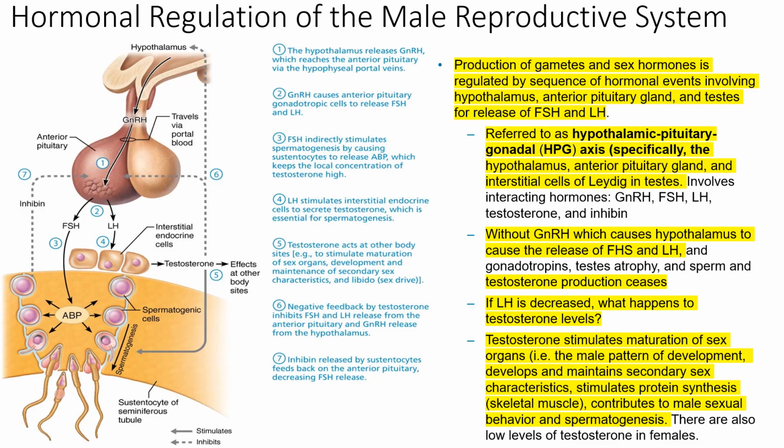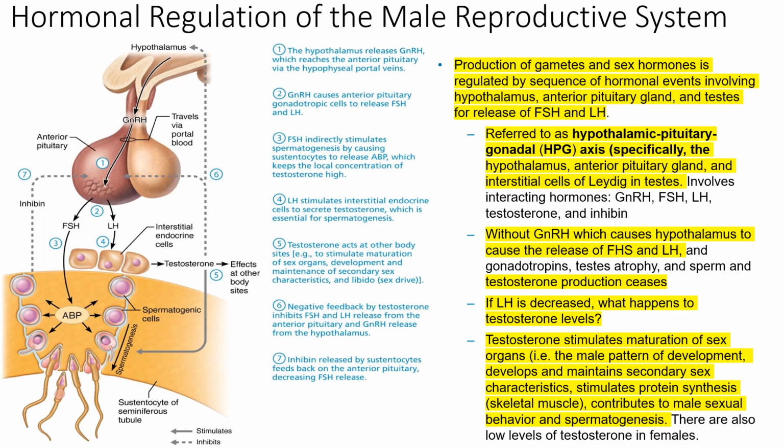Remember that testosterone is important for stimulating the maturation of sex organs. That is the male pattern of development, and it also will develop and maintain secondary sex characteristics, and it will stimulate protein synthesis in skeletal muscle. It contributes to male sexual behavior and spermatogenesis. So know that even with the males, we have very low levels of estrogen. As I mentioned earlier, with females, there are actually low levels of testosterone.